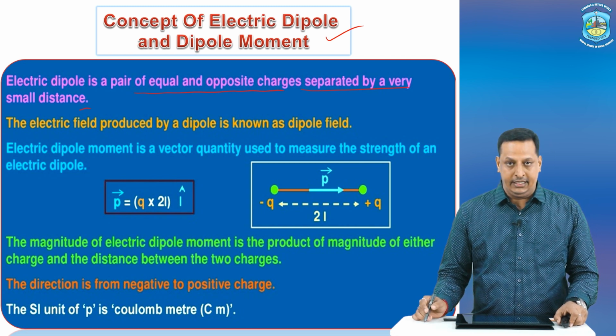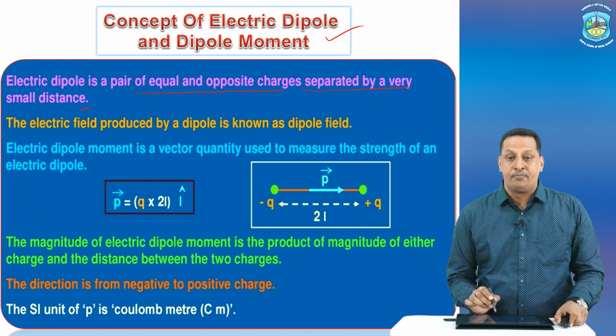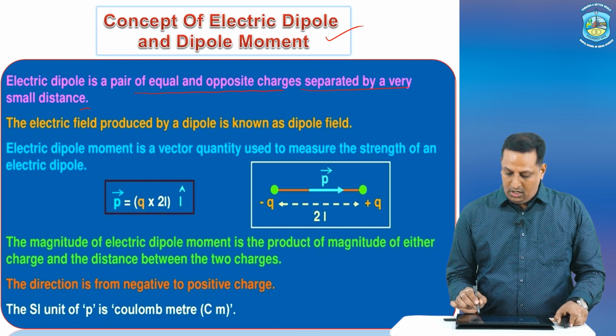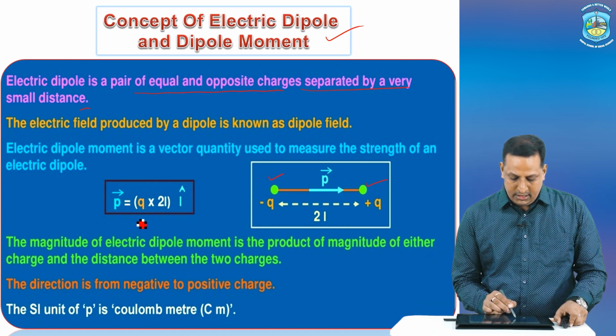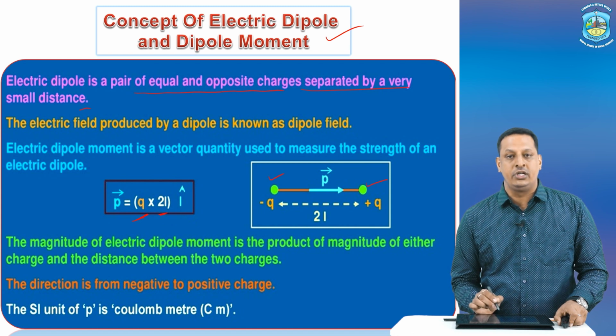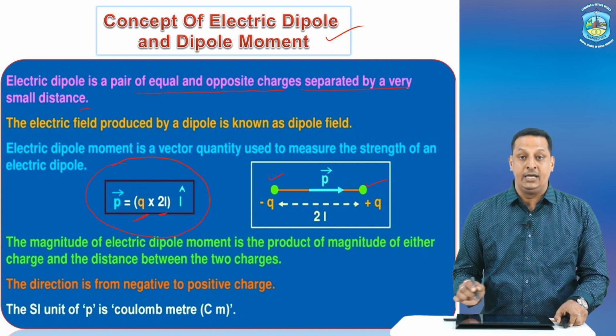Electric dipole moment is one more important parameter related to the electric dipole, which is defined as the product of either charge, we can take the magnitude of any charge out of these two, and the distance of separation between the two charges. That is known as the electric dipole moment.